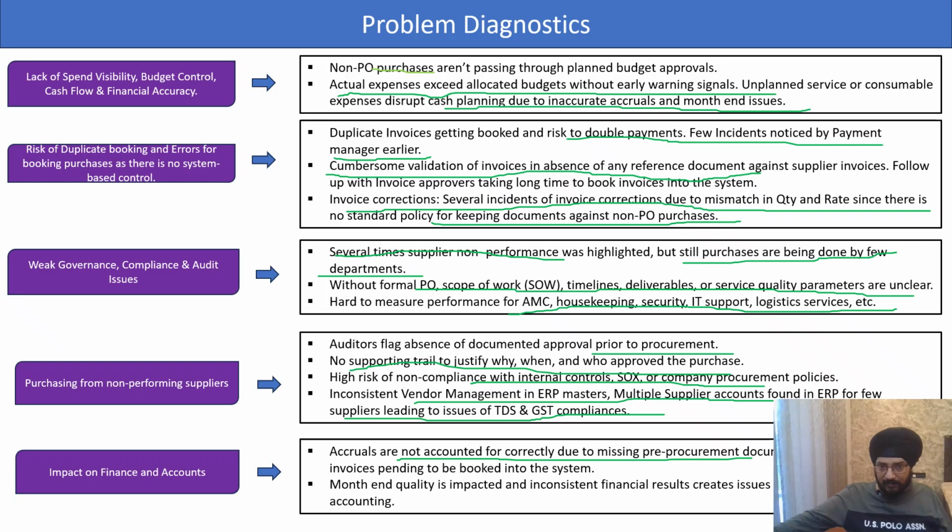Month-end quality is impacted, and there are inconsistent financial results. So these are common challenges for non-PO purchases. And again, I'm reiterating my point that we are talking about the challenges on account of non-PO purchase, and not specifically saying that non-PO purchase should be avoided. What we are trying to say here is that these are the natural consequences and challenges if a company is having non-PO based purchases and non-PO expenditure.